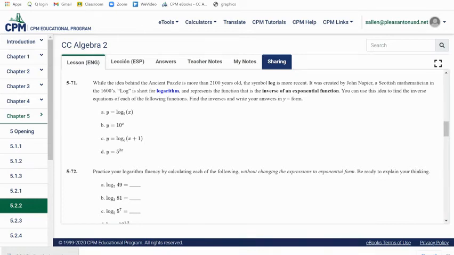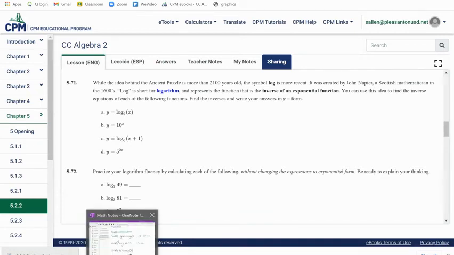So when you are doing these problems, the procedure of doing it is you want to rewrite it in the other form, because obviously the inverse of a log is going to be an exponential, right? The inverse of an exponential is going to be a log. So that would be your first step. So you're going to rewrite it in the other form.